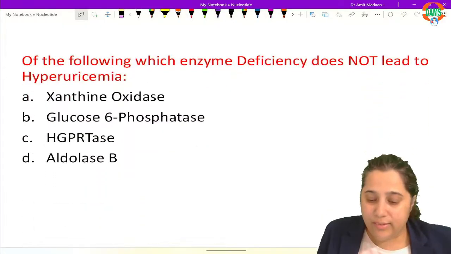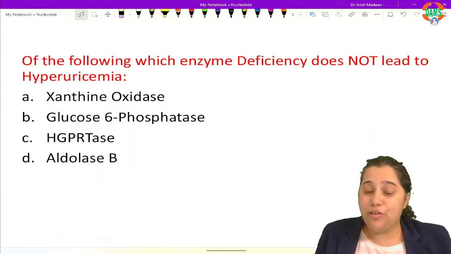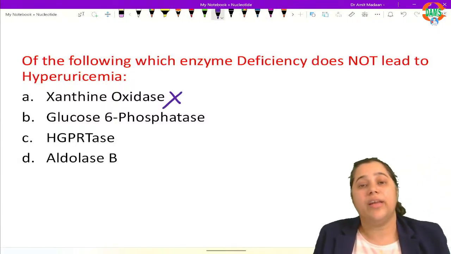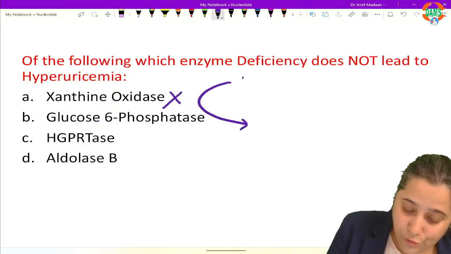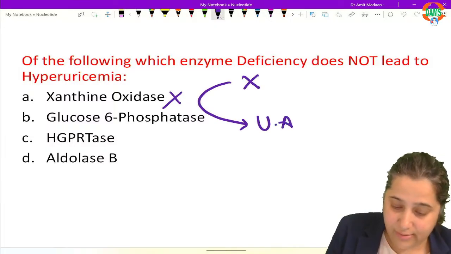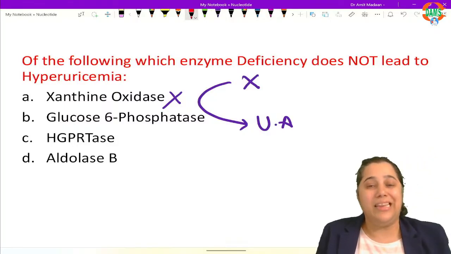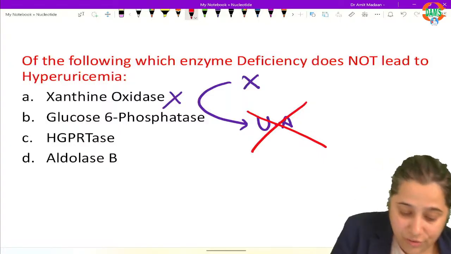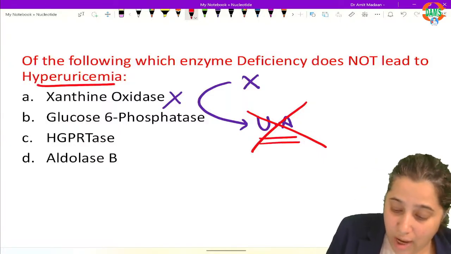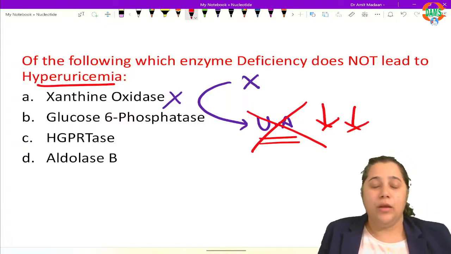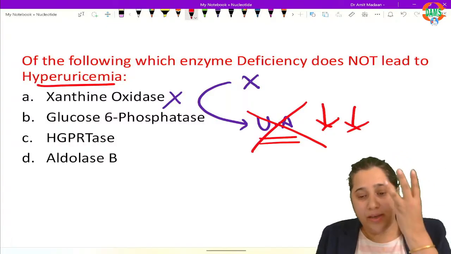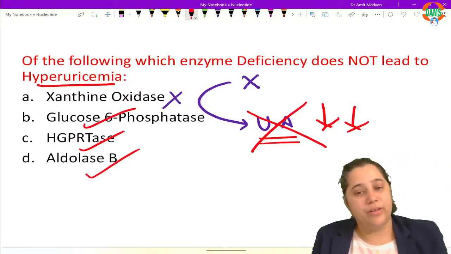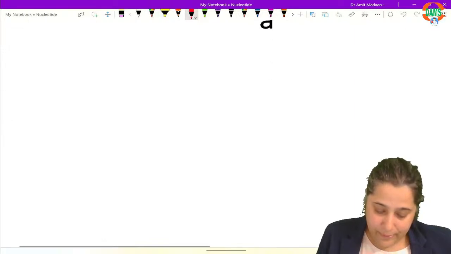Which of the following enzyme deficiency does not lead to hyperuricemia? If somebody is having xanthine oxidase defect, it is going to convert xanthine to uric acid. In other words, uric acid will not be formed. So this is the only cause of hypouricemia. Glucose 6-phosphatase, HGPRTase, aldolase B defect, all are associated with hyperuricemia.